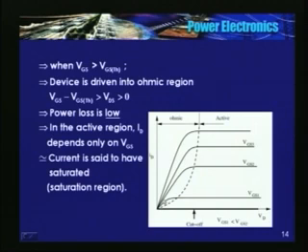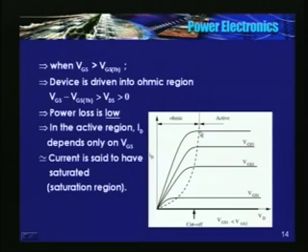See, these are the various plots of ID versus the drain to source voltage for various values of gate to source voltage. As gate to source voltage increases, you have a higher value of ID. The region between these two zones is almost linear, the characteristic is almost linear, hence the name ohmic.